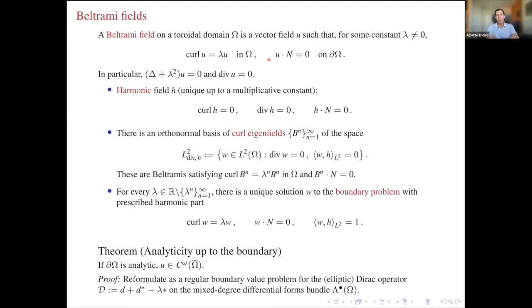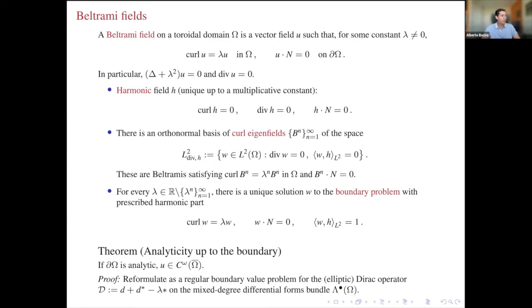The first thing I want you to notice is that we have a lot of Beltrami fields to play with. Okay, and that is an important observation. An obvious kind of solution, which is a sort of degenerate Beltrami field, is the harmonic field of a toroidal domain. By Hodge theory, you know, there's just one harmonic field in a toroidal domain. It's unique up to a multiplicative constant. And that is a kind of Beltrami field for us.